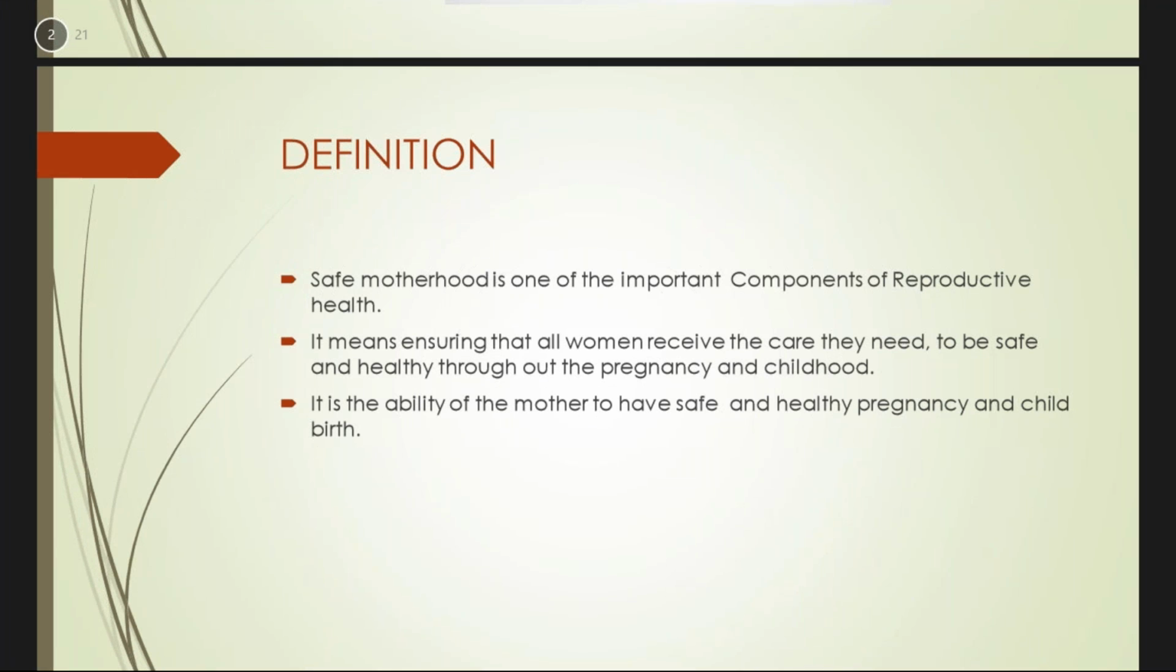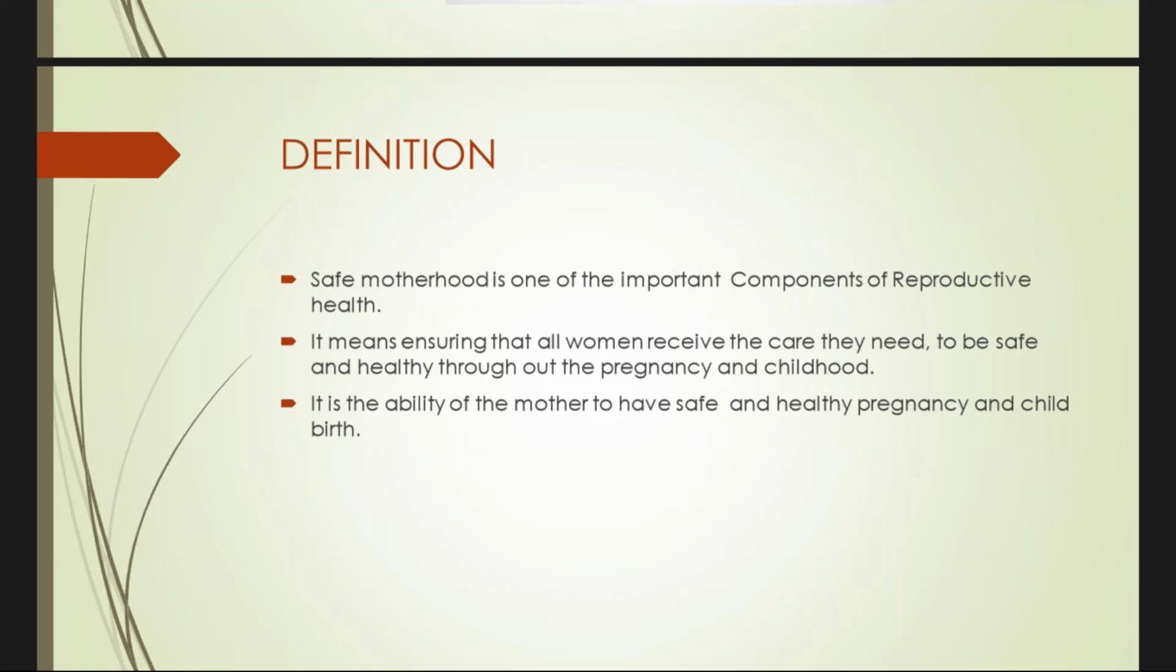Safe motherhood is one of the most important components of reproductive health because pregnancy and childbirth are physiological processes. There are a lot of reasons for mortality like RTAs, medical disorders, surgical disorders, but this is a physiological condition, and mortality due to it is relatively unacceptable. Also, the incidence and prevalence of maternal mortality is higher in developing countries compared to developed countries. So safe motherhood is one of the most important components of reproductive health.